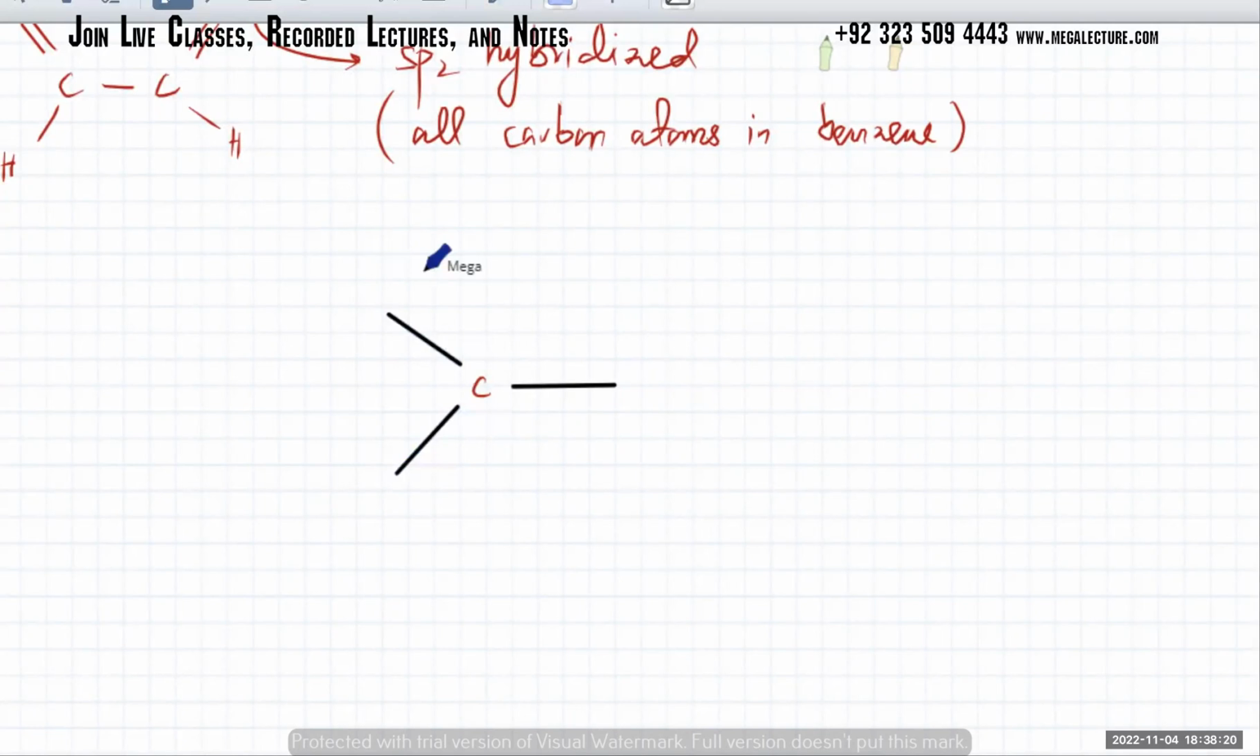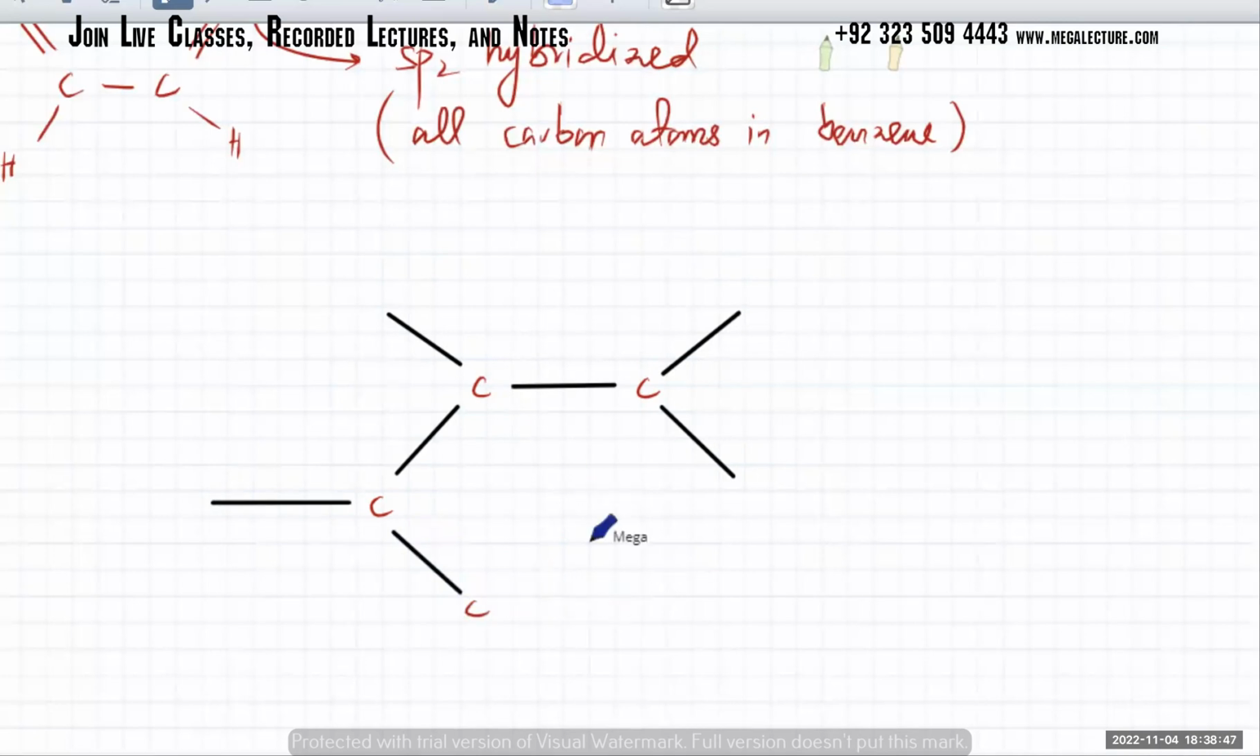Let's move to the next carbon atom. The next carbon atom will be doing exactly the same thing. 3 of its electrons will be bonded. So it's making 1 bond over here, 1 in this direction, right? Then let's move to the next carbon atom. It's also making 3 bonds, 1 in this direction, 1 in this direction. Then the next carbon atom is also making 3 bonds, and the next carbon atom is also making 3 bonds, and this last carbon atom is also making 3 bonds.